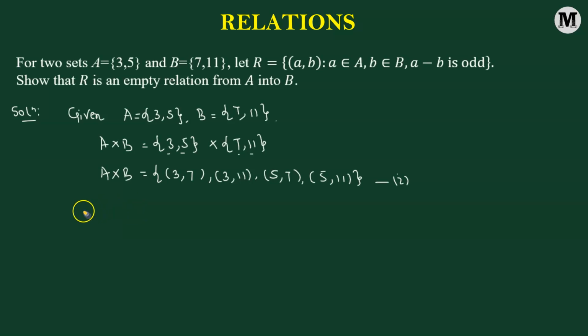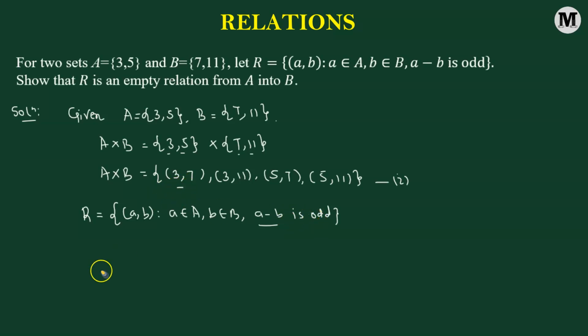Now we are being provided with the relation R. Relation R is given as the set of ordered pairs (a, b) such that a belongs to the set A and b belongs to the set B, and a minus b is odd. What does it mean? This simply means that we form the set of ordered pairs (a, b) picked from the Cartesian product of A and B, in such a manner that when we take the difference between the elements a and b, it must give us an odd number.